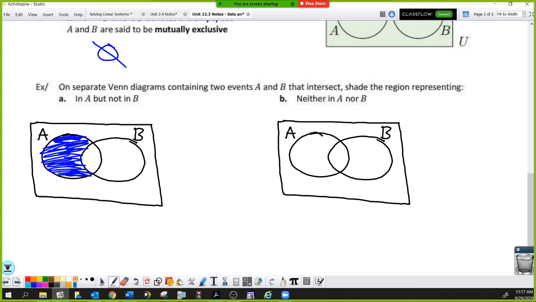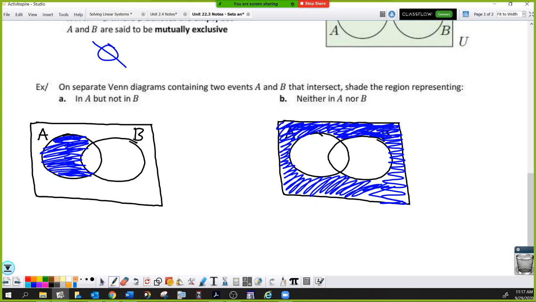For this next one, we have to shade things that are neither in A nor B. That means you cannot shade circle A or circle B. Well, there is something to shade. Then you shade outside. It's like when they tell you to think outside the box, but literally you shade outside the circles. This is thinking inside the box, outside the circles.